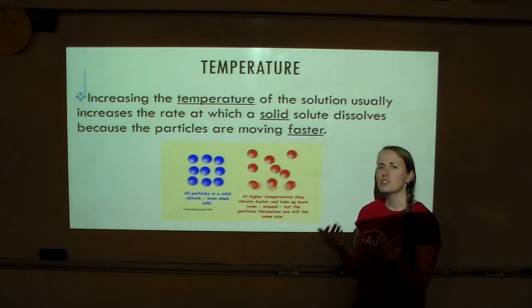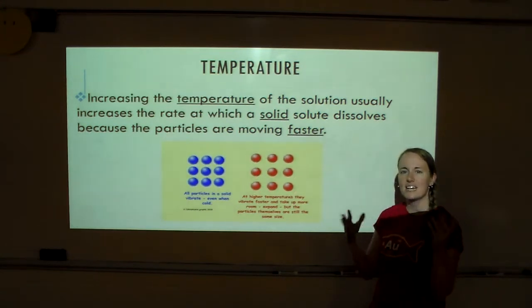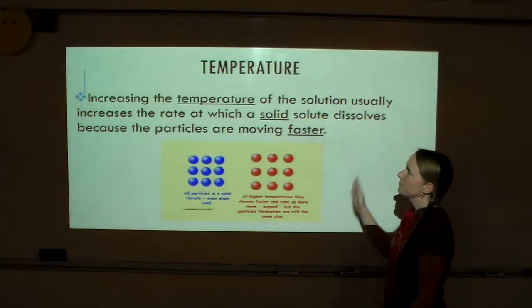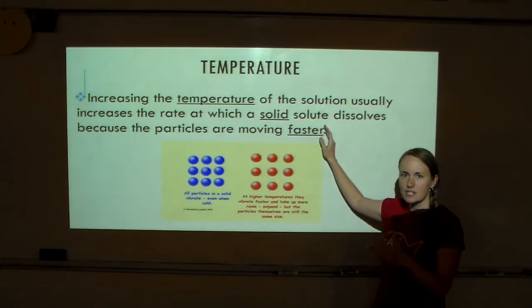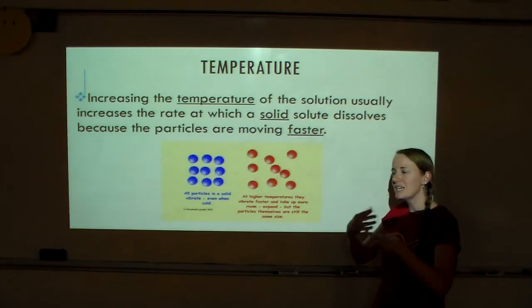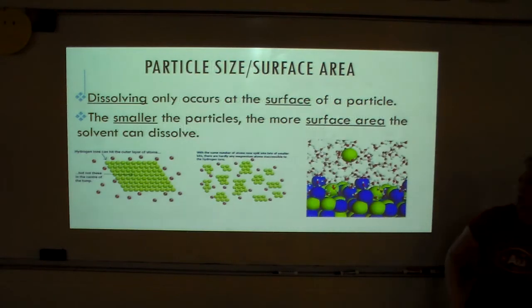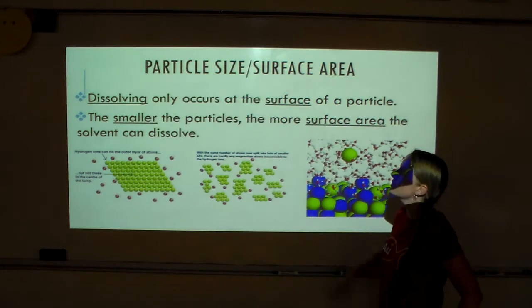So again, the faster those particles move, the faster those liquid particles can break that solid down. Okay, so temperature increases the rate of dissolving because, of course, the particles are moving faster, so it can break that solid down a little bit faster. And then last one, of course, is particle size or surface area.